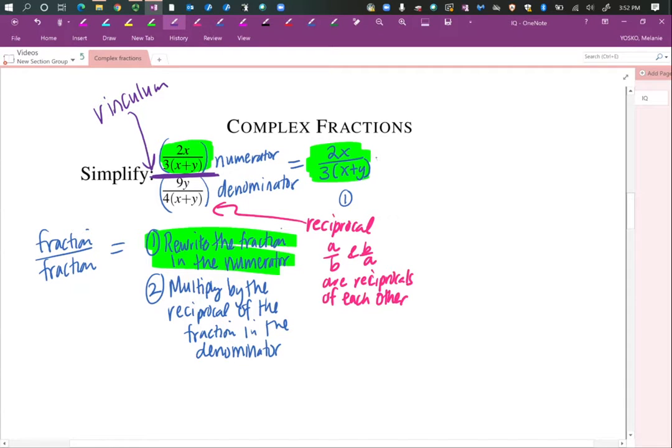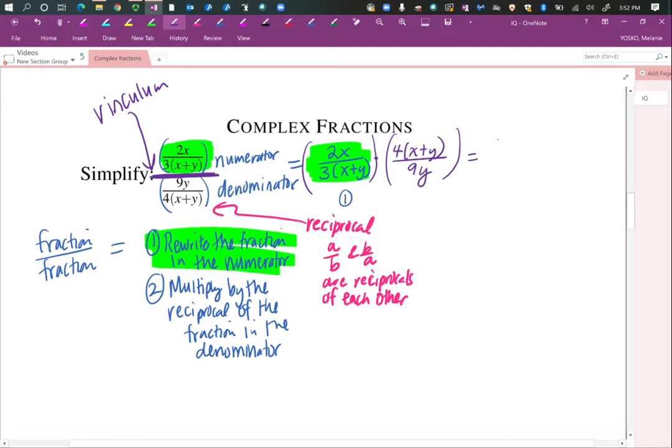So I'm going to multiply this whole thing by the denominator, which I'm going to write here as the new numerator of the second piece. And then I'm going to take this numerator right here, 9y, and it's going to be my denominator. So far so good. So let's go through it one more time. If you have a fraction divided by a fraction, you rewrite the numerator. We've done that. Then you multiply by the reciprocal of the fraction that was in the denominator. Okay, then we start cleaning it up.